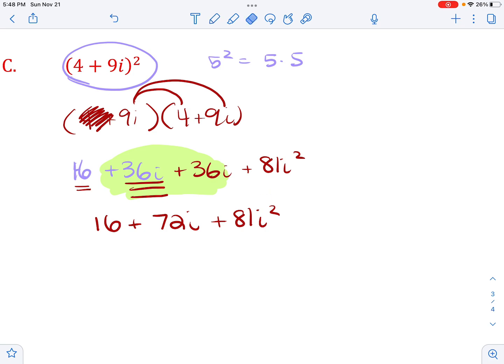So again, I'm about to circle my final answer, but wait, don't forget to check. Not only do you want to make sure that you're not grouping things together that are not the same, but you want to make sure that there's no i squareds. And remember, there is an i squared, and that i squared is worth -1. So 81 times -1. So basically what that i squared will do to this 81 is it'll turn it to a -81. Because a positive 81 with a -1 makes it a -81.